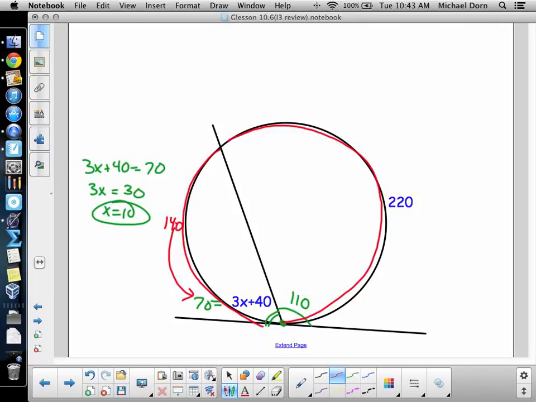That's nice for you. But you got to remember, and again, this is exactly the type of problem I bet if I put this on a test, I get people do 3x plus 40 equals 220 if they're not thinking about it. Those aren't related. You have to work your way to it.